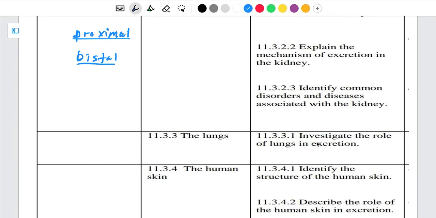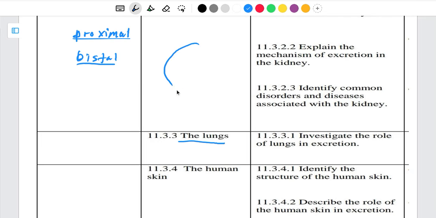In terms of the lungs, you have to investigate the role of lungs in excretion. So on this one, if you want, you can draw the lungs when the question is carrying a lot of marks, and then you explain and then you show. But actually you have to draw the alveolus.